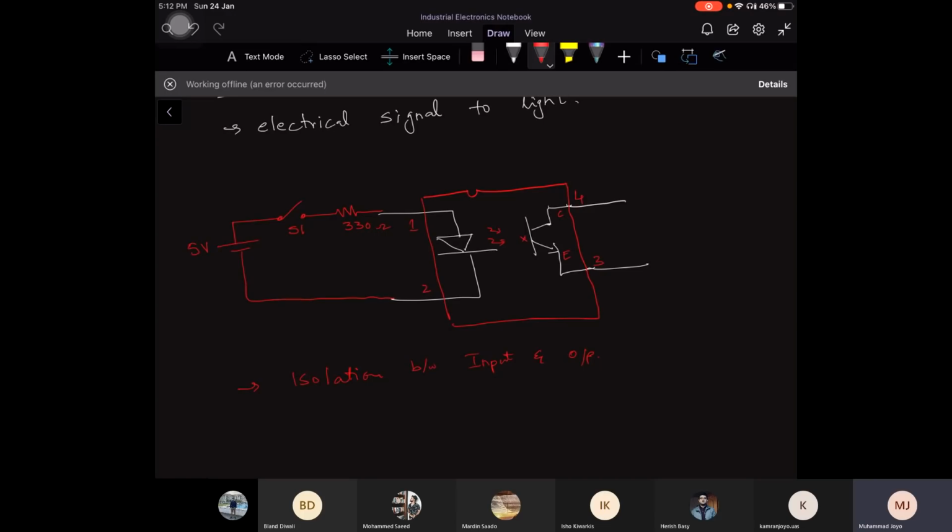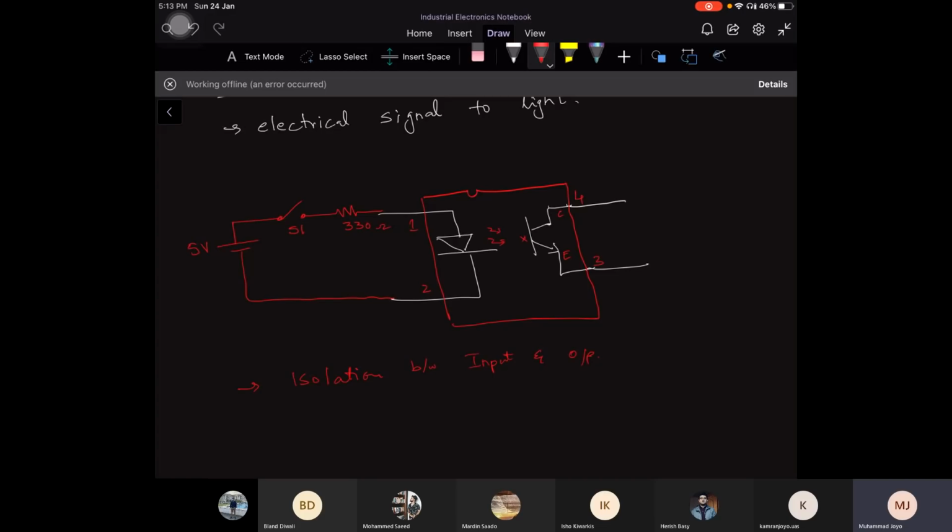Until then, we can talk about the optocouplers. The basic idea is that it provides an isolation between input and output. So the input and output are not connected to each other. The same thing goes for relays as well.